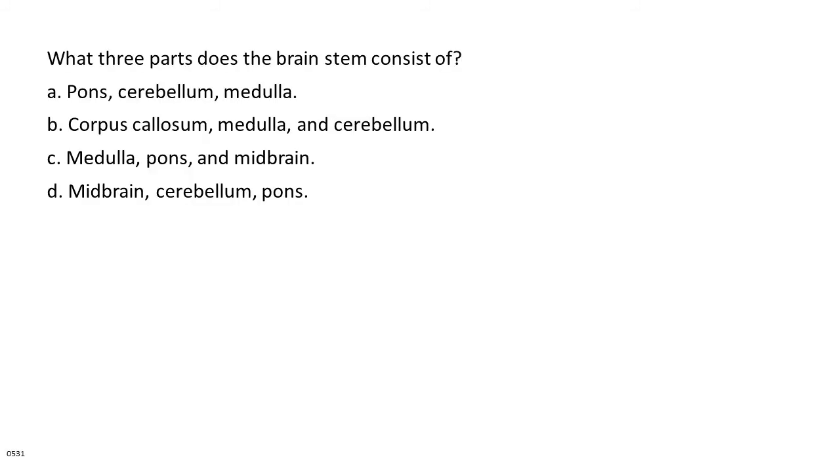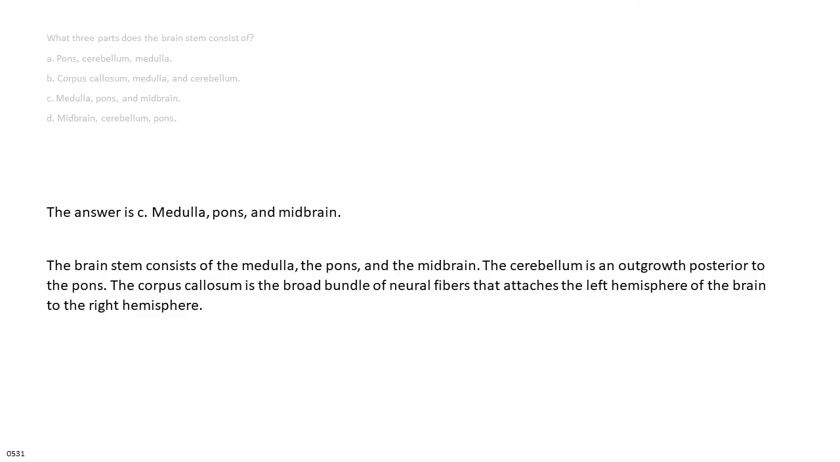What three parts does the brainstem consist of? A. Pons, cerebellum, medulla. B. Corpus callosum, medulla, and cerebellum. C. Medulla, pons, and midbrain. D. Midbrain, cerebellum, pons. The answer is C. Medulla, pons, and midbrain.